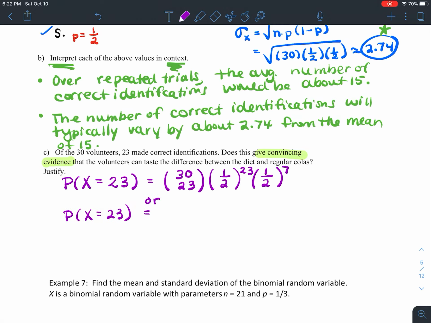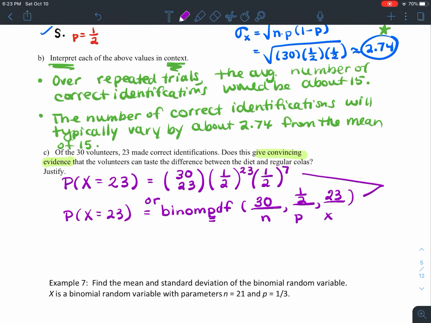Or we could calculate this same probability using the calculator command. Binom has to be PDF. Again, 3 inputs: number of trials, probability of a success, and then looking for the probability of that many successes, which is 23. Whichever way we do this, we end up getting an answer of 0.0019. And so here's the number that we're looking for.